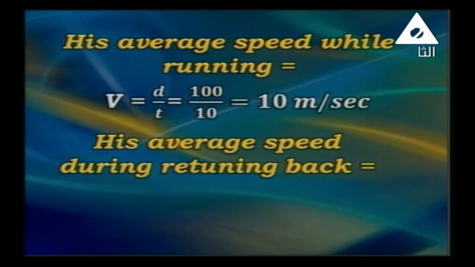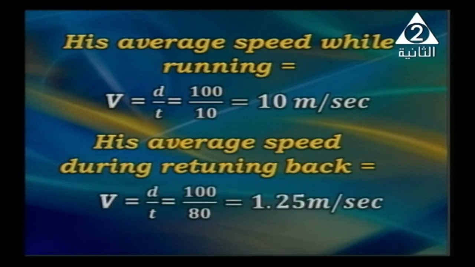And his average speed during returning back equals delta D divided by T also. We have here 100 divided by 80 equals 1.25 meters per second.